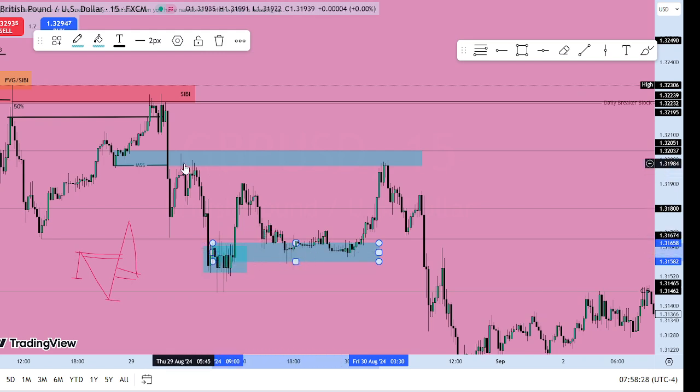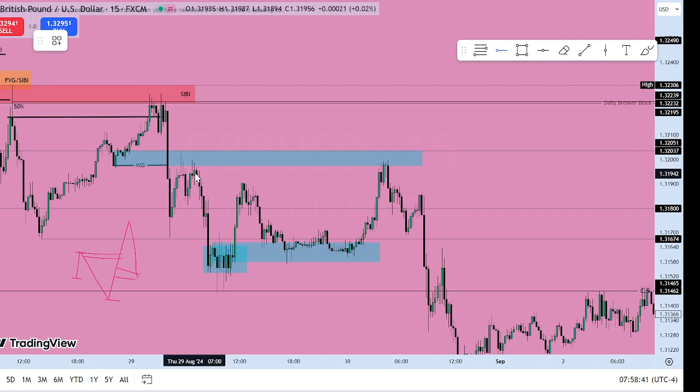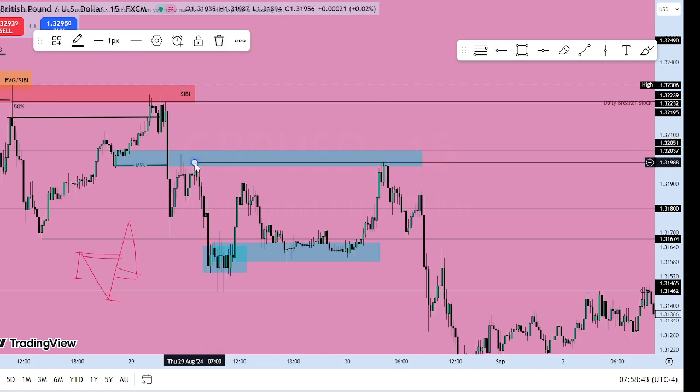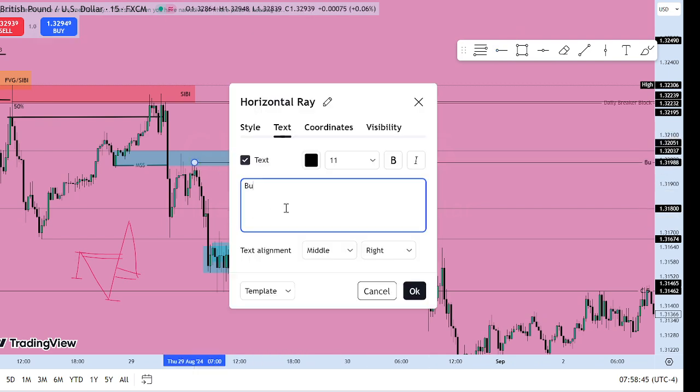Then you look for the next draw on liquidity above. You can see price went there to take the liquidity above here. That's a high, a buy side liquidity. That's the buy side liquidity resting above.